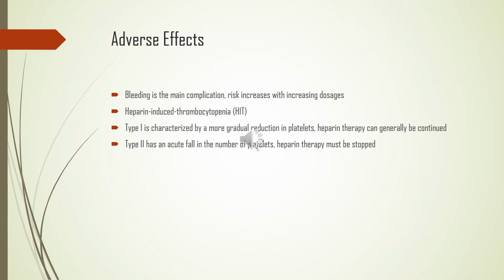Okay, so now we're talking about adverse effects. Bleeding is the main complication. The risks increase with increasing dosages, so the higher the dose, the higher your risk of this complication is going to be. But sometimes this is a case where the benefits outweigh the risks. This is why we have labs that we monitor. This is why we do assessments. This is why we watch the person. This is why we tell them, okay, if you see any blood in your urine, if you brush your teeth and you notice your gums are bleeding, please notify us immediately.